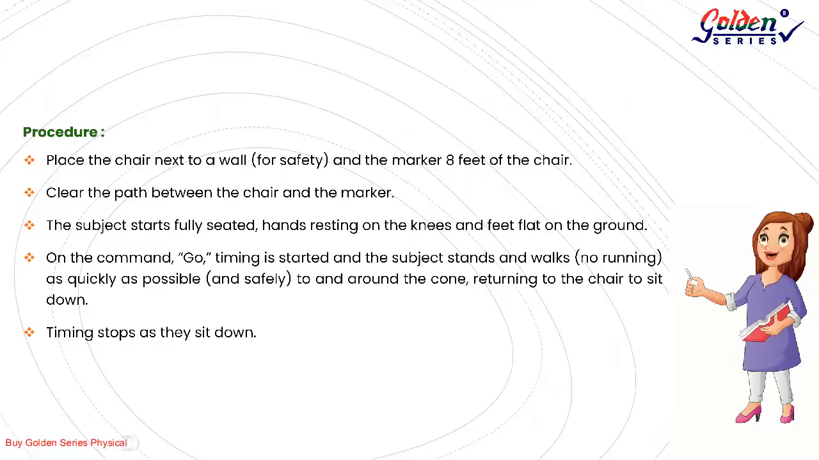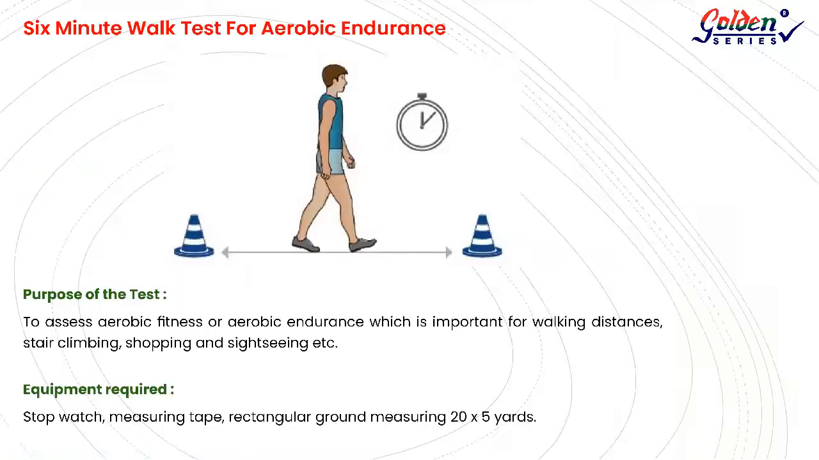Procedure. Place the chair next to a wall for safety, and the marker 8 feet from the chair. Clear the path between the chair and the marker. The subject starts fully seated, hands resting on the knees and feet flat on the ground. On the command, go, timing is started and the subject stands and walks, no running, as quickly and safely as possible, to and around the cone, returning to the chair to sit down. Timing stops as they sit down.